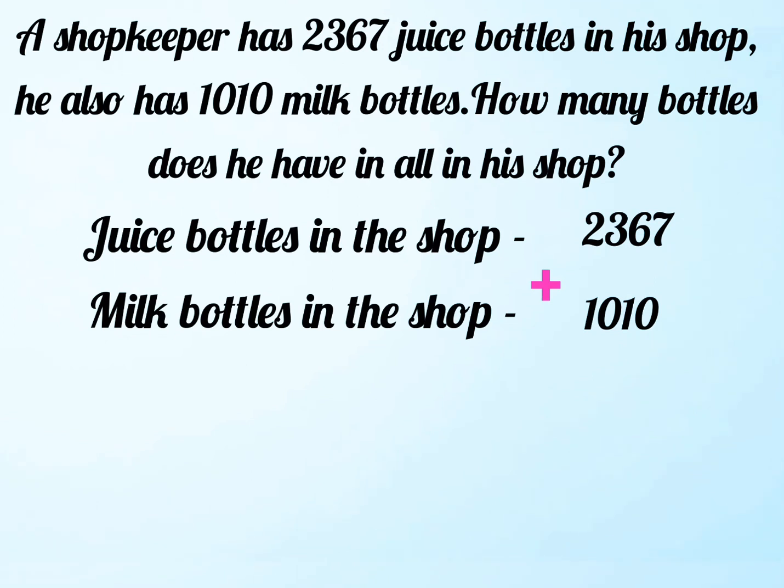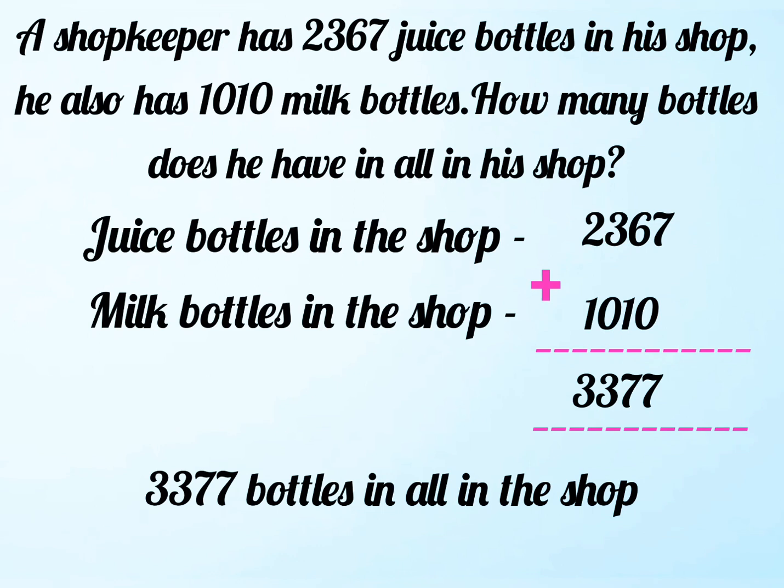And here we are, ready to solve the word problem. Numbers, check. Facts, check. Symbol, check. Now all you need to do is add these two values and find the answer. So there are 3,377 bottles in all. Now, wasn't that really simple with the 4-step rule?